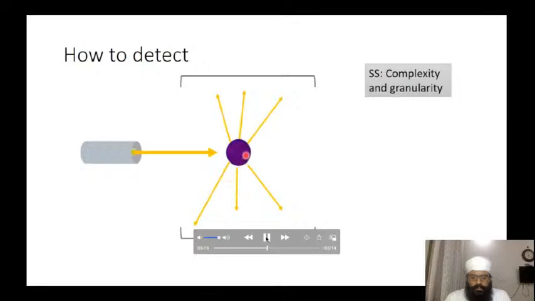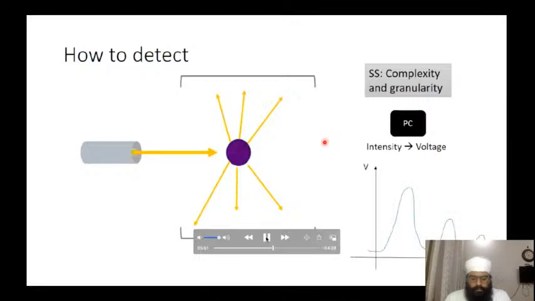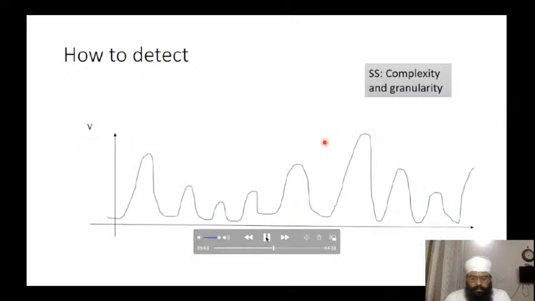So this is a complex cell from inside. It contains small granules inside, and then these granules will also scatter the light in different directions. And in this case, I would get higher intensity of the side scattered light. Similarly to what we saw in forward scattered light, the detectors are connected to the PC, which is going to convert the intensity of light into voltage, and then I'll get something similar to this. So the side scattered light data will be similar to the forward scattered light data. The complex cells will give me a high peak, and the simple cells will give me a small peak.